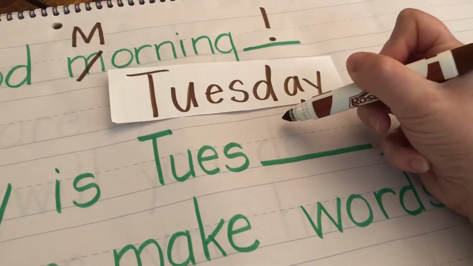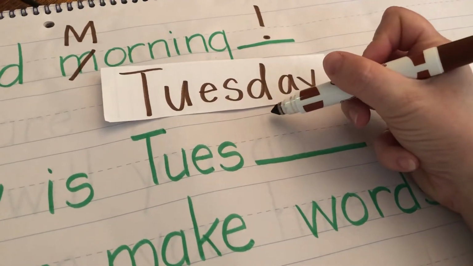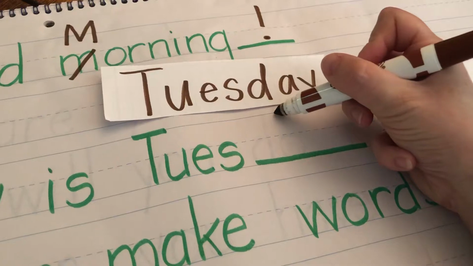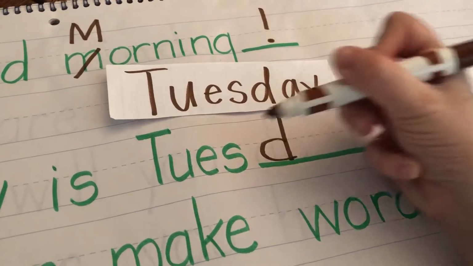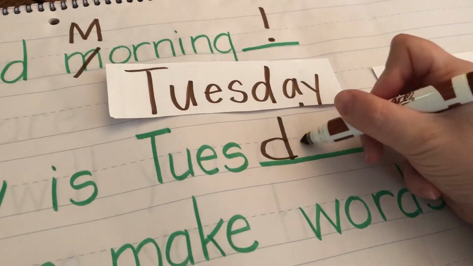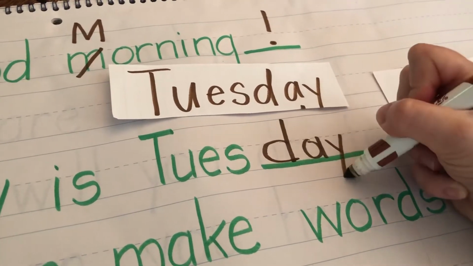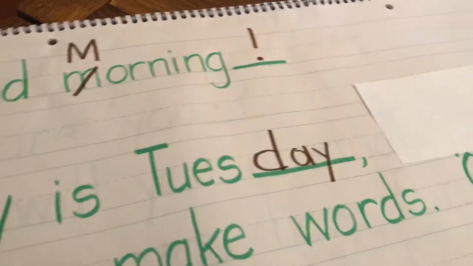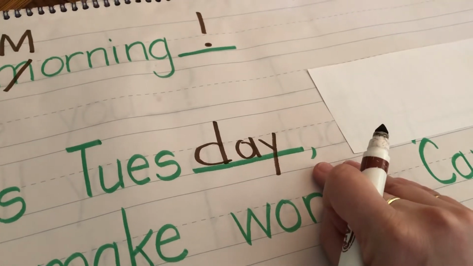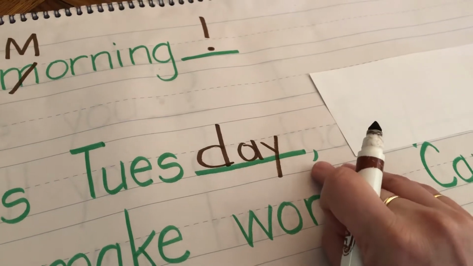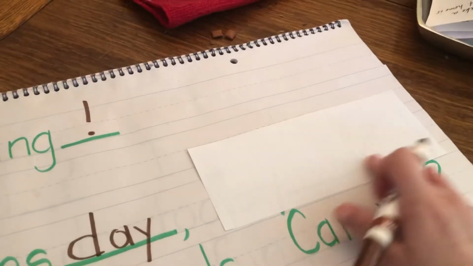So here's our day. We're gonna write our lowercase d, so we go straight down, and remember we curve to the left. And then we have A, Y, so there's the word Tuesday. And there's our comma. We use commas when we're taking a break or a breath, not stopping all the way. So now we're gonna write today's date.